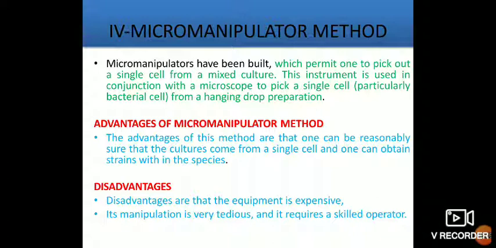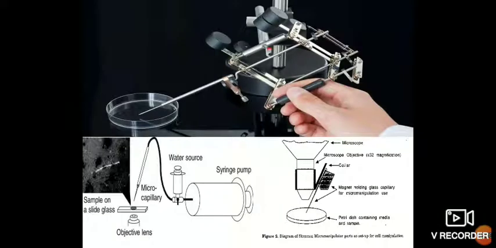Okay, the disadvantages: this equipment is expensive, it requires tedious work, and it needs a skilled operator. That is a disadvantage. So this is the instrument. You can see the micromanipulator connected with the microscope.